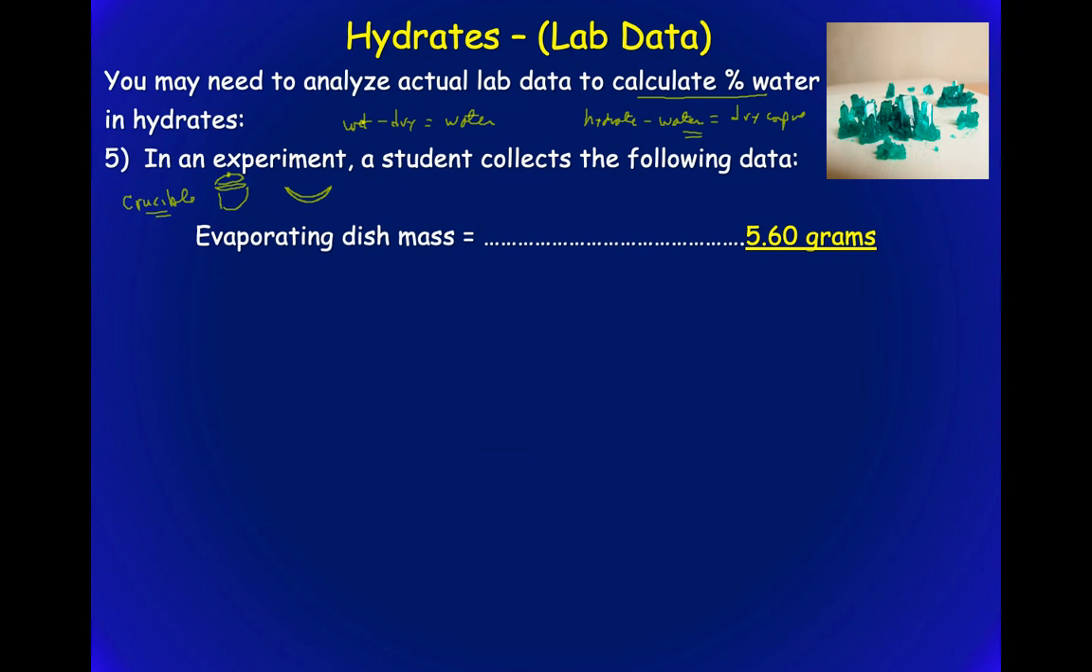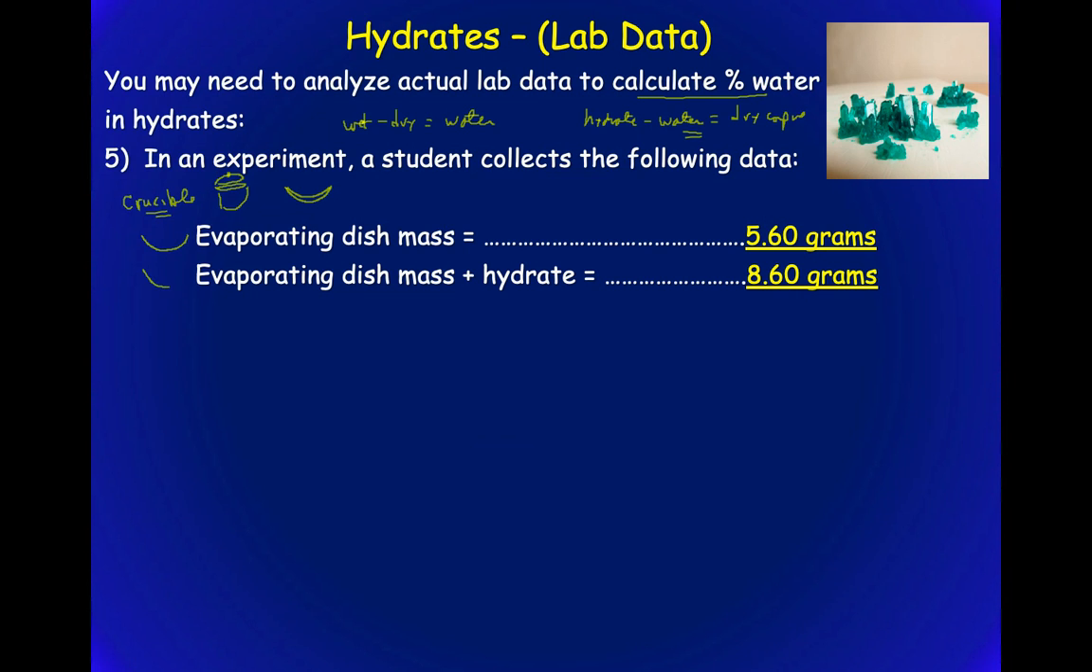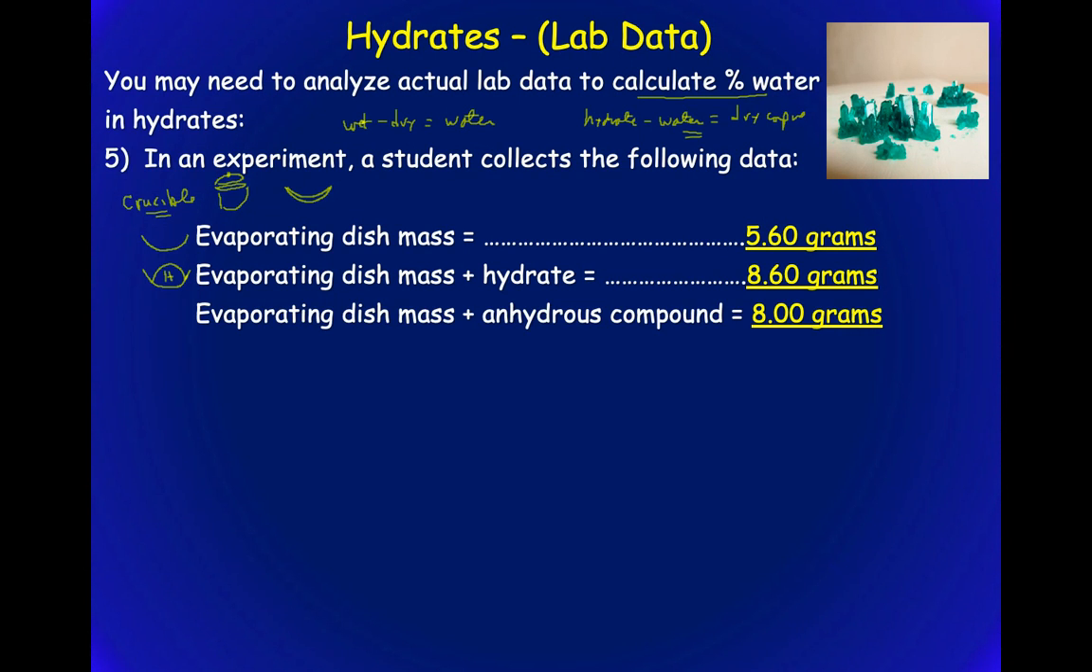So let's just say we have an empty dish mass. Let's say the empty dish is 5.6 grams. The evaporating dish plus the hydrate, so there's your hydrate in the dish, is 8.6 grams. And let's just say now that you go from this to this, which again, we're going to heat. That's where the heating comes in.